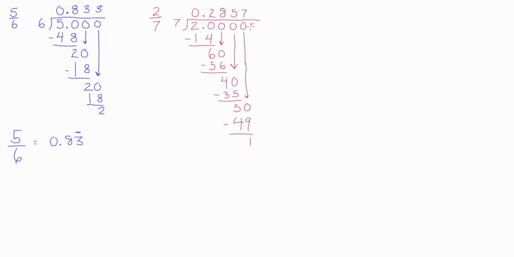And just for fun, we'll put another 0 and we'll bring that down. Now we have 10. How many times does 7 go into 10? Well, it goes in once. 7 times 1 is 7. Subtract, and we get 3.